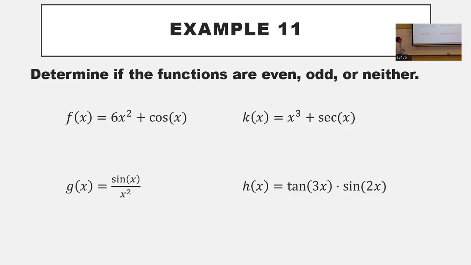So here what we have is a function f of x, which is 6x squared plus cosine of x. That's even plus even. You're adding together 2 even functions. Whenever you add an even plus an even piece, the result is also going to be even. So 6x squared plus cosine of x is also even.